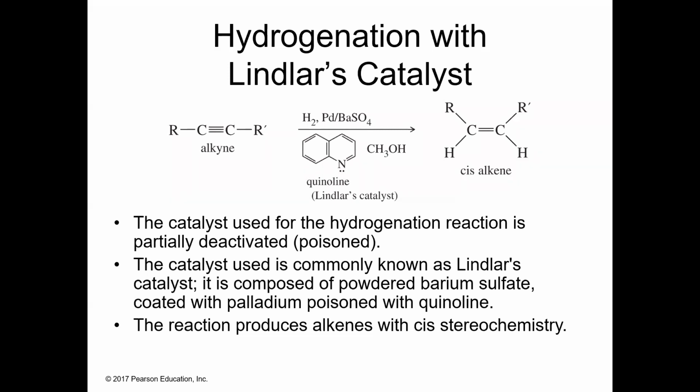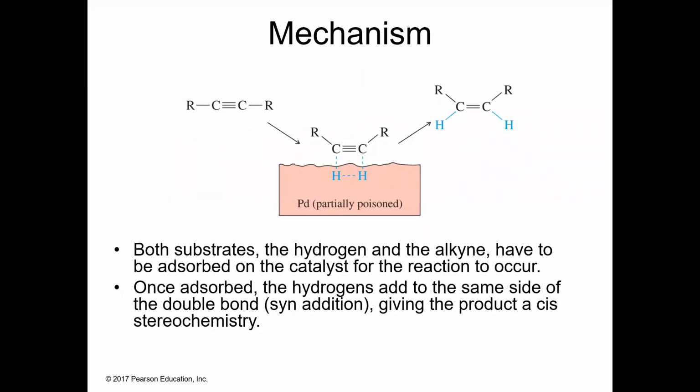Okay, this reaction occurs selectively with cis stereochemistry. Okay, so starting from the alkyne, we add 1 equivalent of hydrogen, and our product is the cis isomer. Okay, this takes place at the surface of the catalyst. Okay, both substrates, the hydrogen and the alkyne, have to be absorbed on the catalyst for the reaction to occur. Once absorbed, the hydrogens add to the same side of the double bond. Okay, and that's why we get the cis.